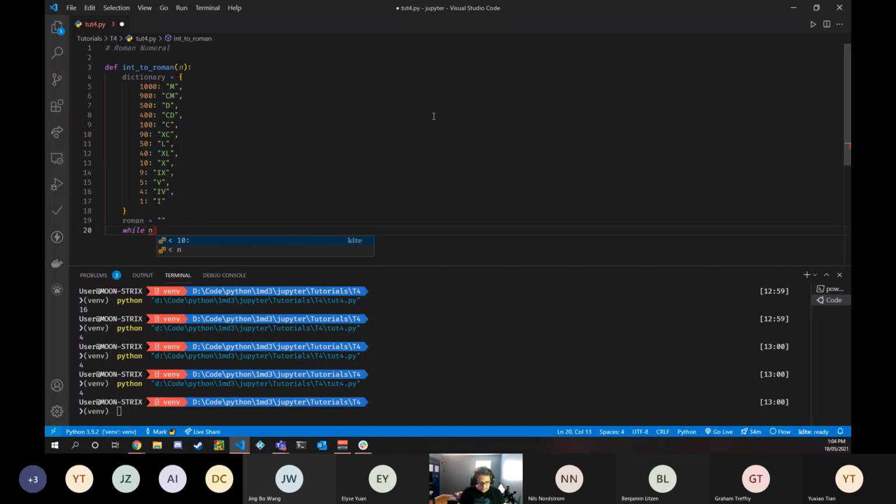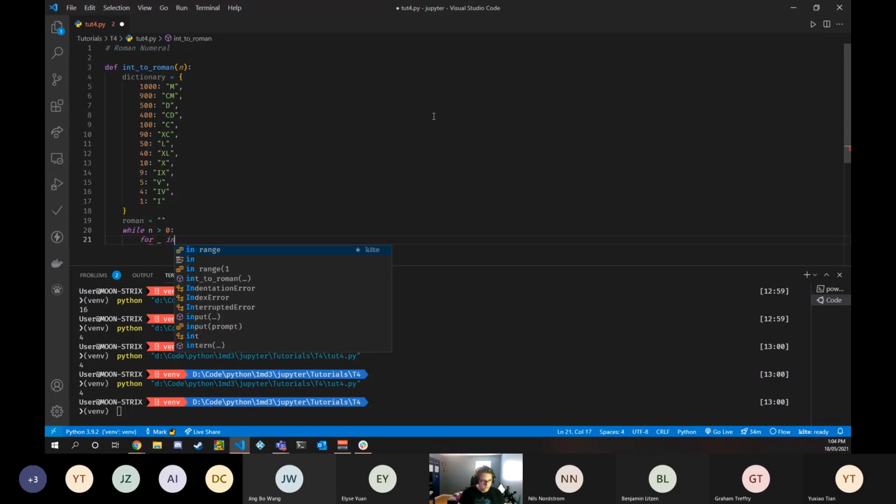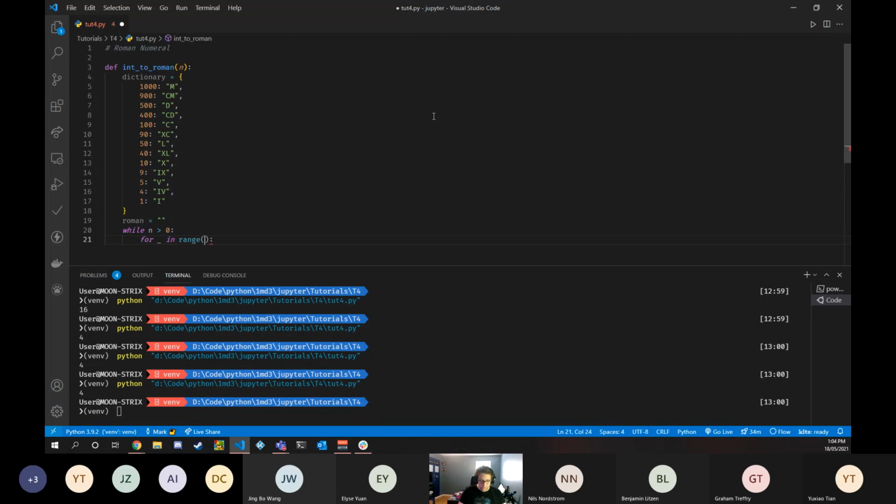I need to know while n is positive, and I need to do, for everything in the range of num divided by, and then we stop. Because this is where it gets a bit harder.